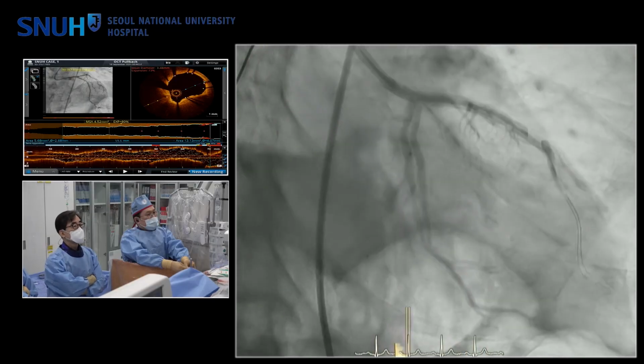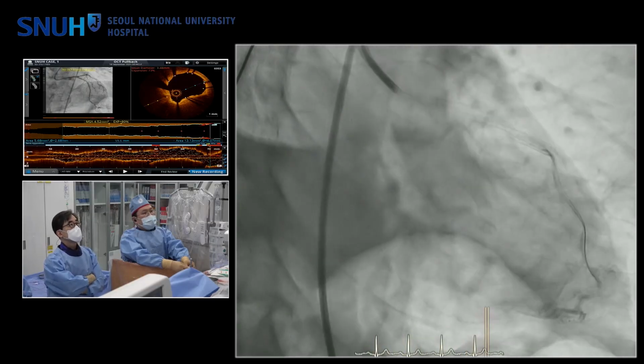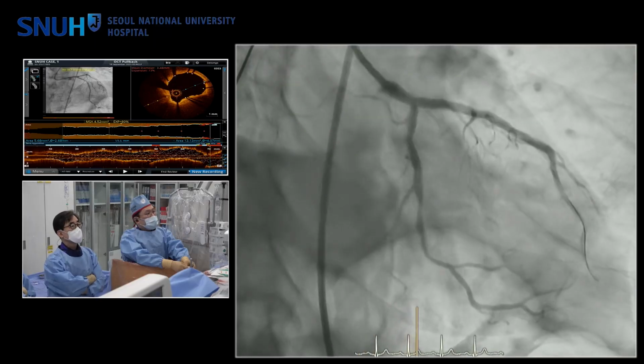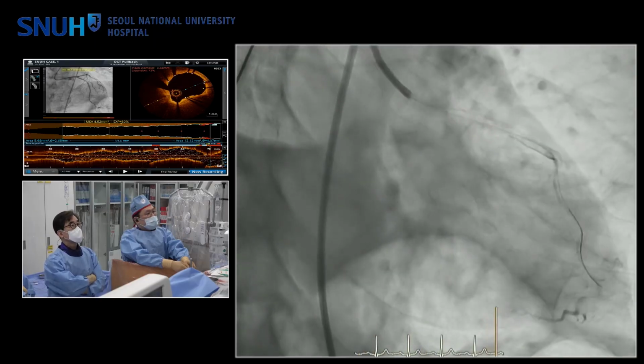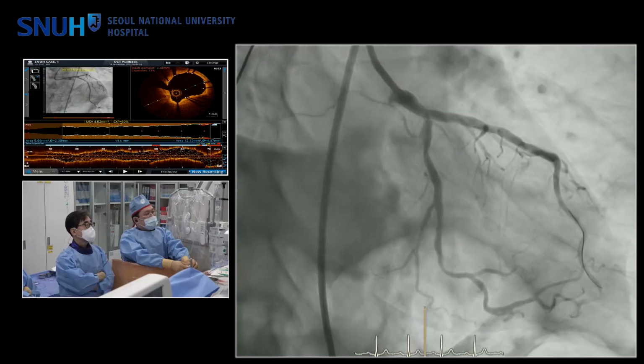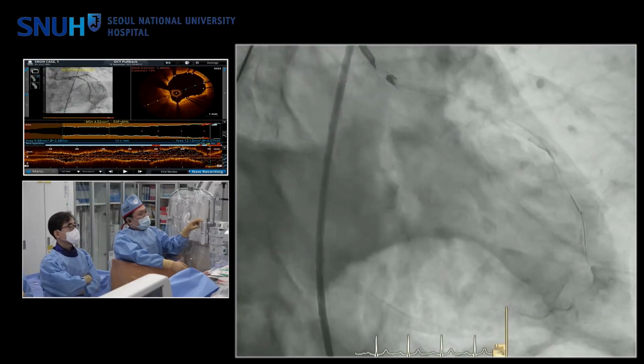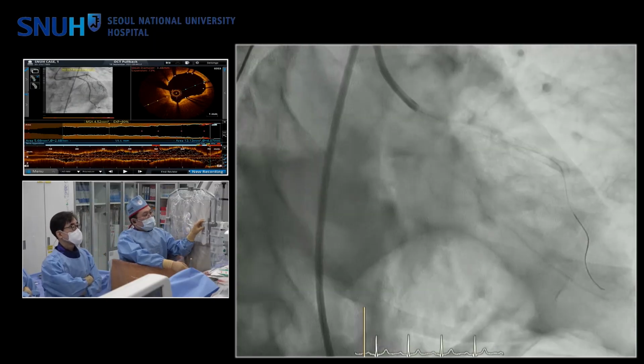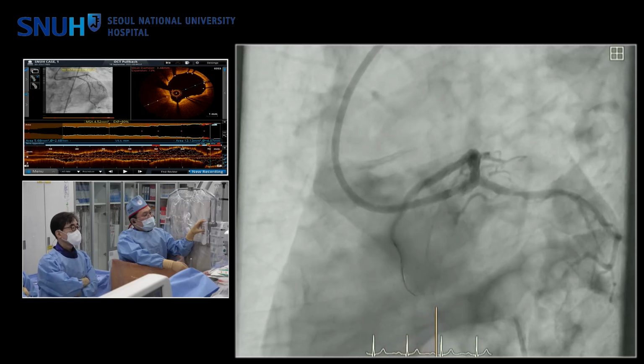And also I will pay attention to the circumflex ostium. Like I mentioned earlier, maybe the nodule is opposite to the ostium, so this is favorable. But I will try to make the polygonal area as perfect as possible because I may need to go to the circumflex next time.